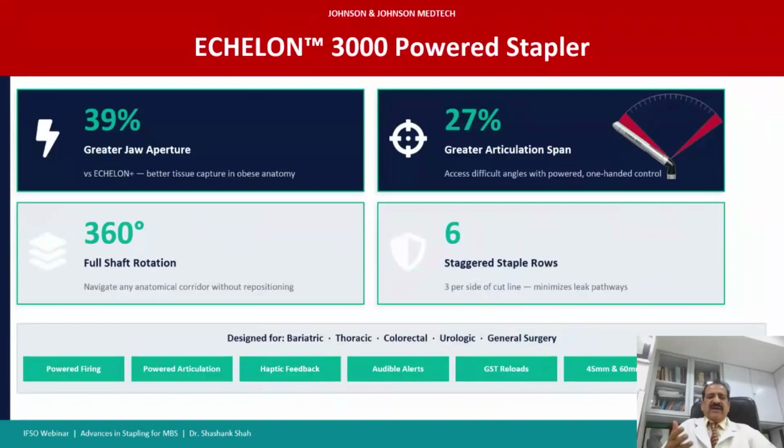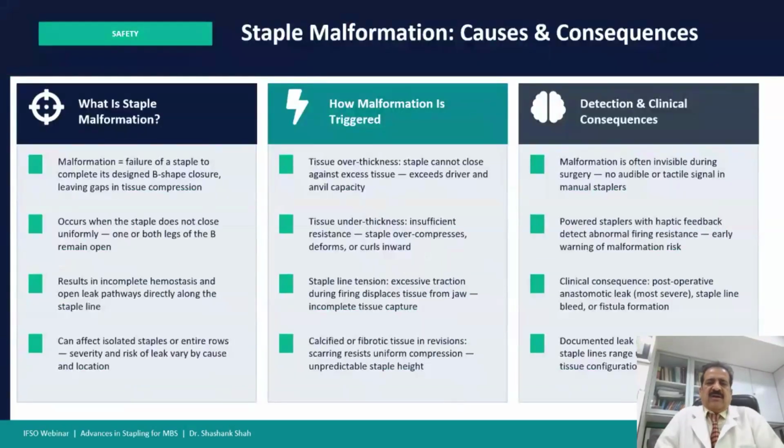Now, this is about the Echelon 3000 powered stapler, and this has a 360 full shaft rotation and staggered staple rows. So, Echelon powered firing with articulation with GST staples. Probably this is our best standard as of today. Even though this is an Ethicon sponsored meeting, I must say the majority of our procedures are with the Echelon 3000 gun.